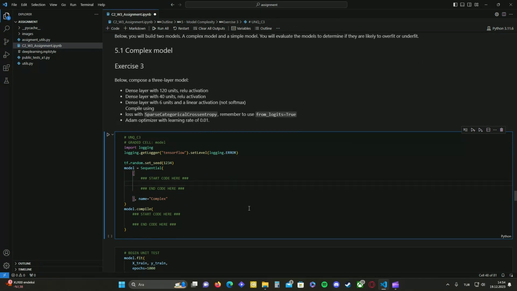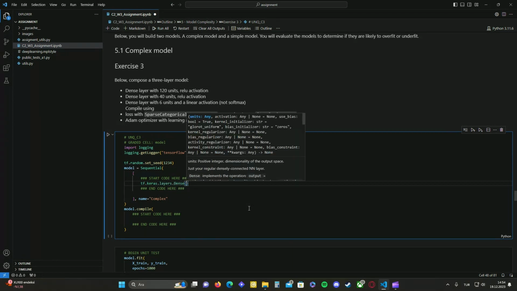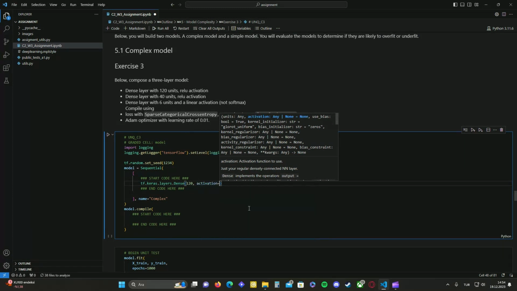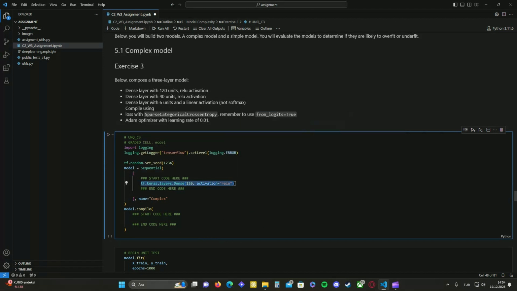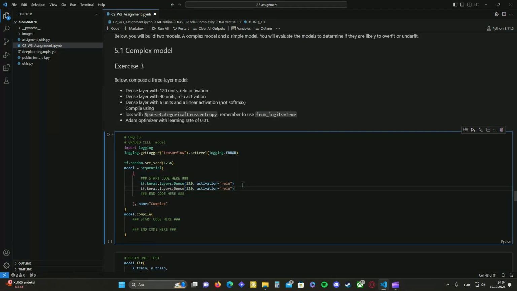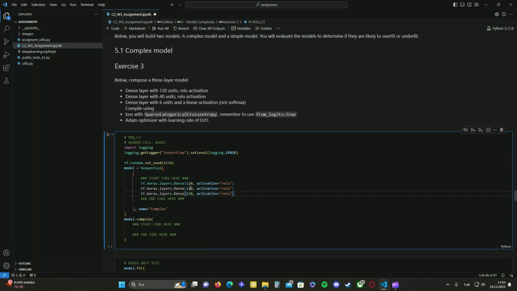Okay, we'll use TensorFlow Keras layers, Dense of 120, activation ReLU, and let me copy this. With 40 and 6.